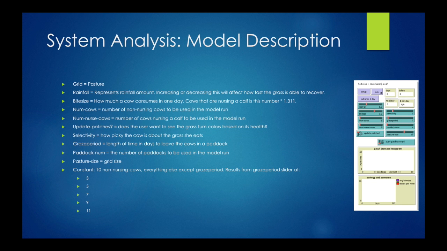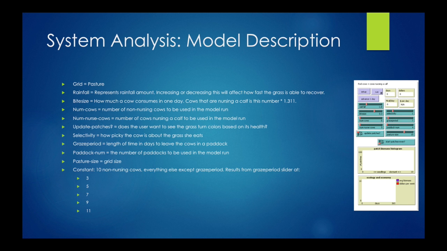Just going into a little system analysis of our model again. Some of the terminology: the grid is our pasture. Rainfall represents rainfall amount, so increasing or decreasing it will affect how fast the grass can recover. Bite size is equal to how much a cow consumes in one day. Cows that are nursing a calf have their number increased since they have additional mouths to feed. Num cows equals the number of non-nursing cows to be used in the model. Num nurse cows, therefore, is the number of cows nursing a calf to be used in the model.